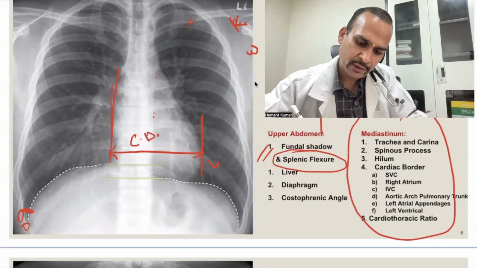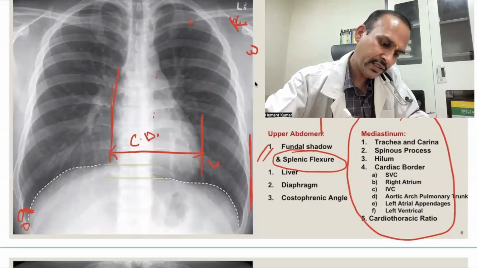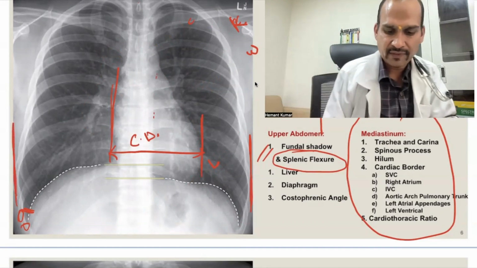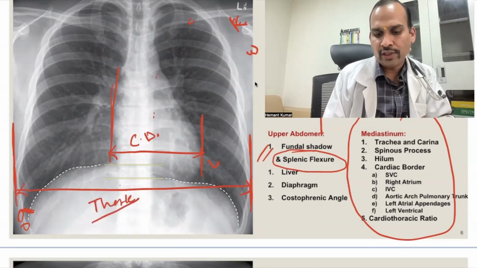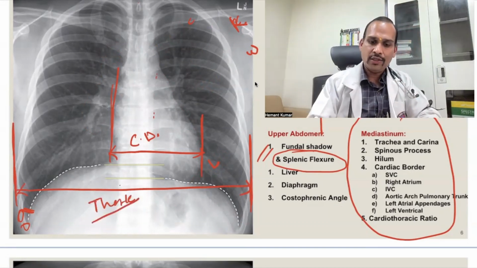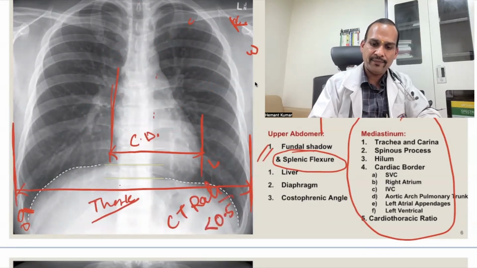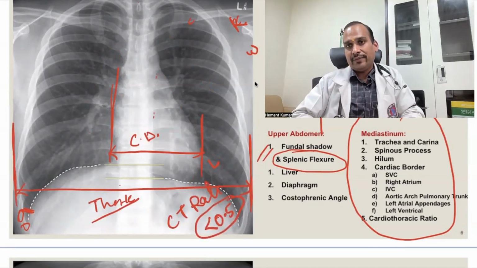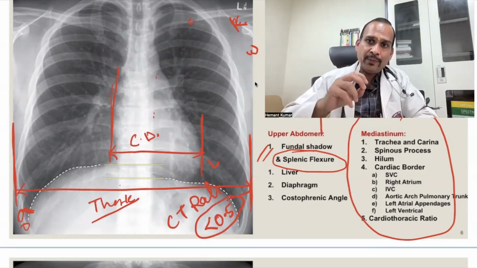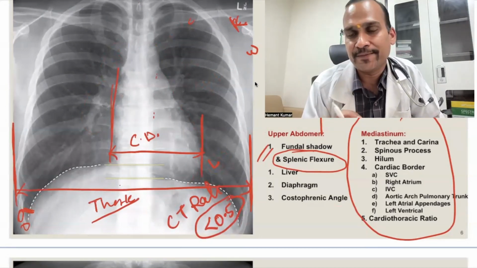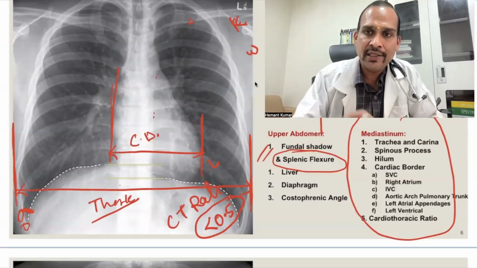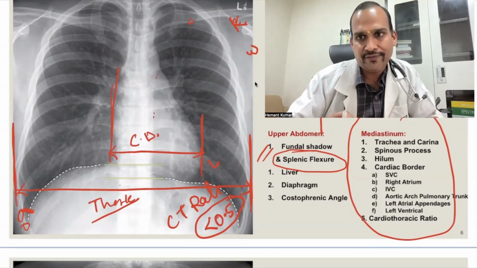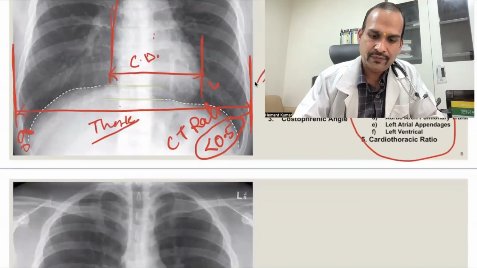Then thoracic. Thorax means chest. For the chest, we have to take the maximum diameter. This is the thoracic diameter. So the ratio of cardiac to thoracic, or CT ratio, should be less than 0.5, less than 50%. If it is more than 50% or more than 0.5, it means there is cardiomegaly. Cardiomegaly may be because of CHF or anything else, but there is cardiomegaly if the ratio is more than 0.5. This is the cardiothoracic ratio.